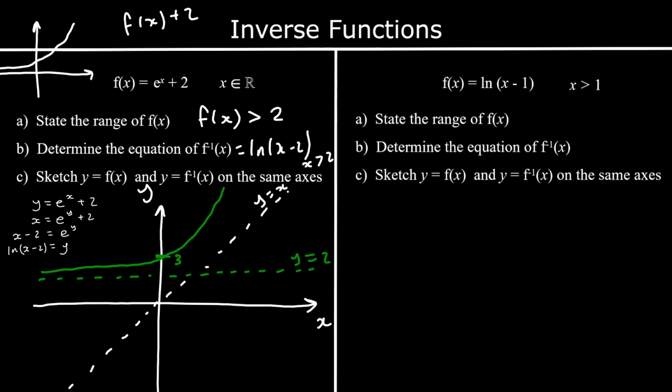The inverse, the asymptote's moving to x equals 2. It's crossing the x-axis at 3. And it's a reflection. So it looks like this.